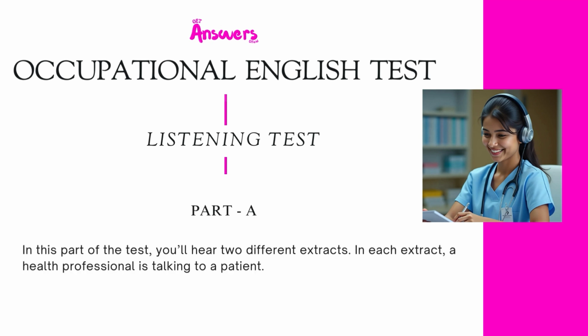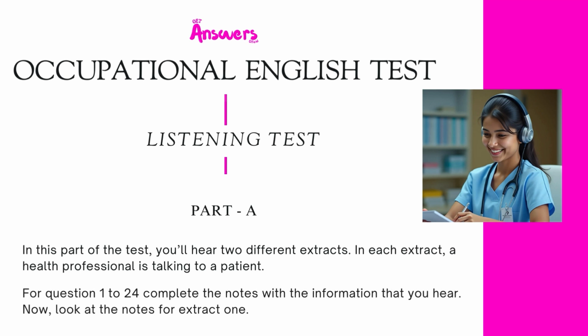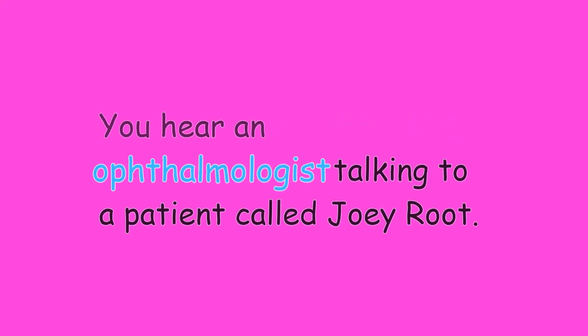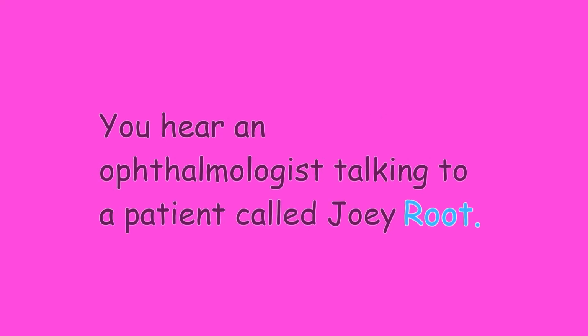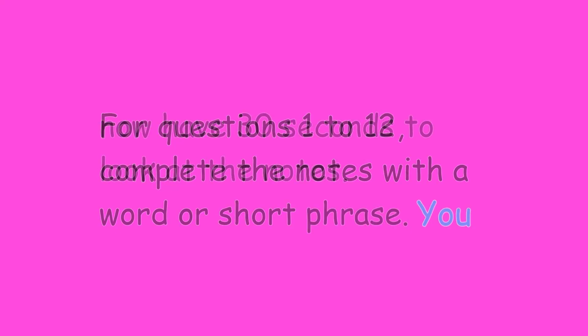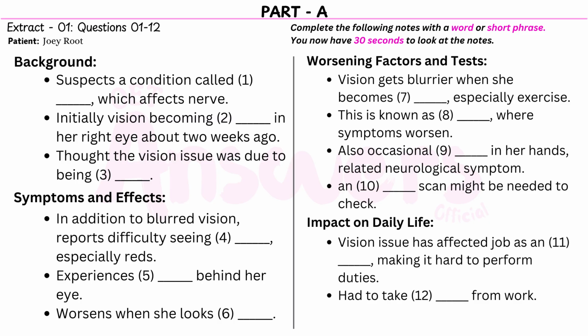Part A. In this part of the test, you'll hear 2 different extracts. In each extract, a health professional is talking to a patient. For questions 1 to 24, complete the notes with information you hear. Now, look at the notes for Extract 1. Extract 1, questions 1 to 12. You hear an ophthalmologist talking to a patient called Joey Root. For questions 1 to 12, complete the notes with a word or short phrase. You now have 30 seconds to look at the notes.